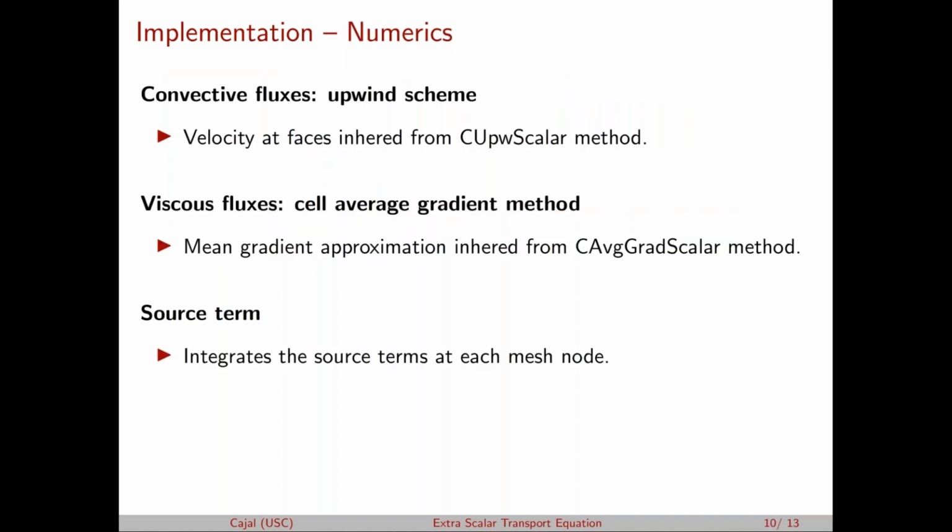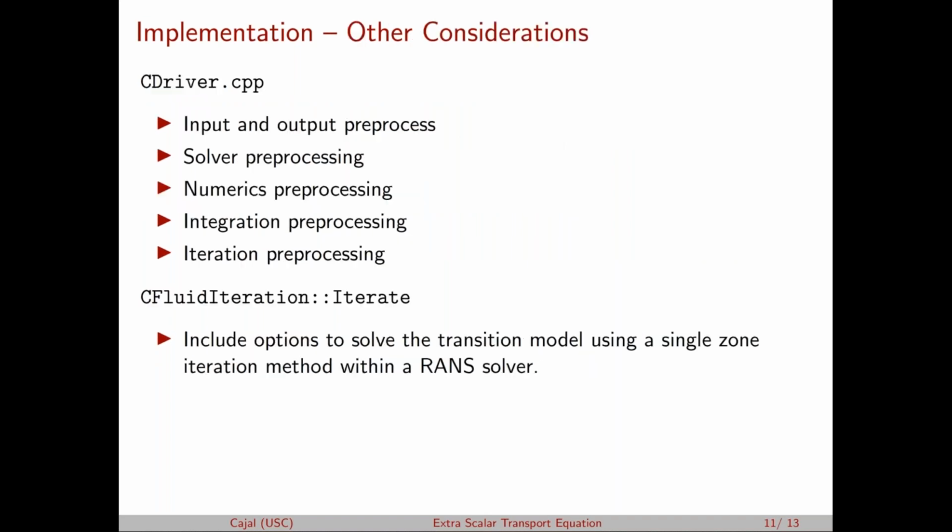Also, the numerics class is defined here. So the convective fluxes and viscous fluxes are just inheriting methods from the scalar methods already embedded in SU2. The convective flux is just computed using an upwind scheme, and the viscous flux is computed using the cell average gradient method. And as I mentioned before, the source term just integrates the source at each mesh node. Next.